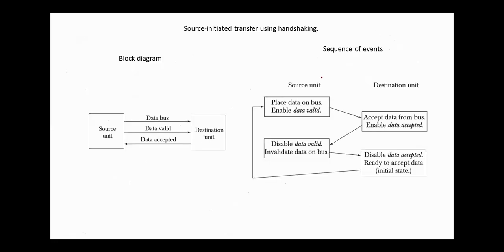And again, quickly the sequence of events in the source initiated transfer using handshaking. The source unit places the data on the bus and enables data valid control. After accepting the data, the destination unit enables its data accepted control signal. After receiving it, the source unit disables its data valid signal and the destination unit disables its data accepted signal. And therefore we return back to our initial state.